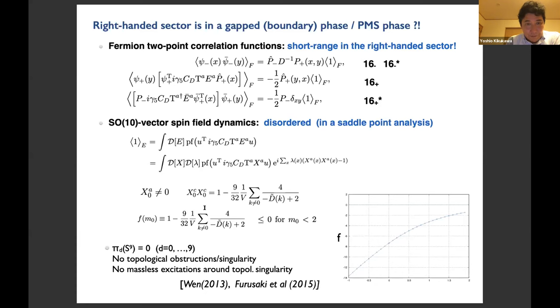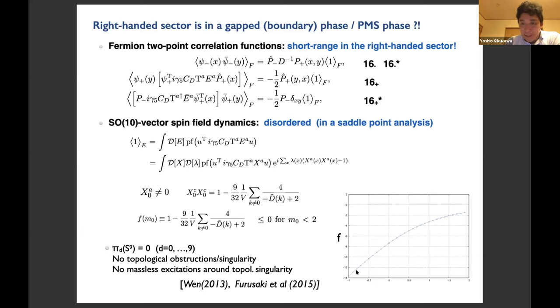So we can check how this factor behaves as a function of the coupling of this lattice vector spin model. But the only possible coupling is just the mass parameter M naught in the Hermitian Wilson Dirac operator. So I plot F with respect to M naught.